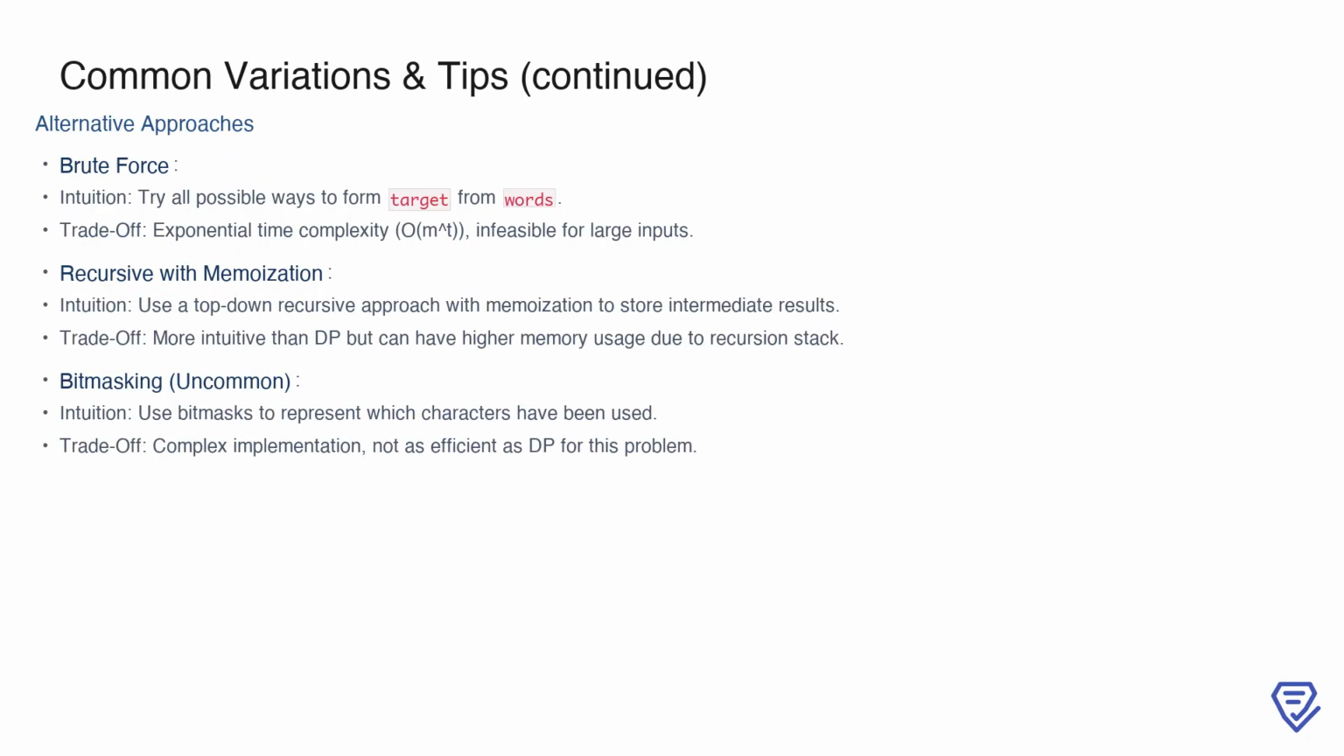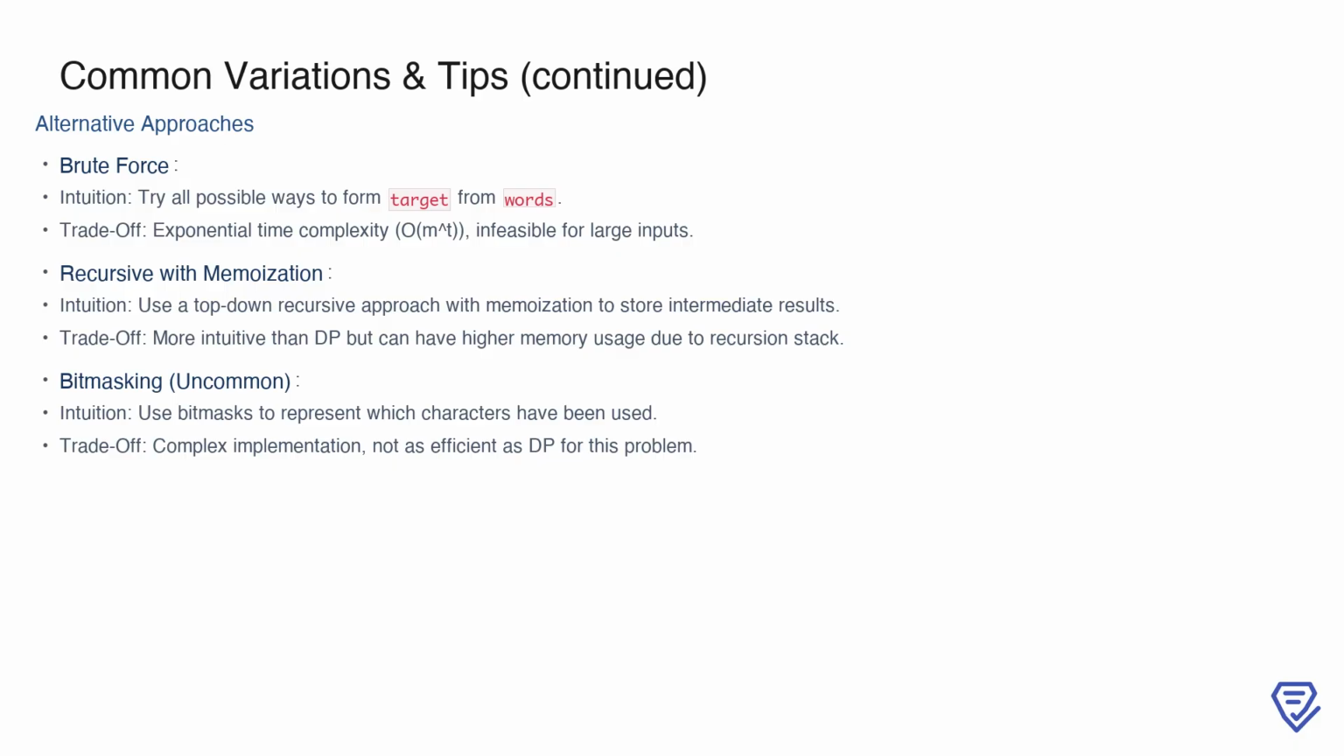While dynamic programming is the optimal approach, it's worth considering alternative methods and their trade-offs. A brute force approach might involve trying all possible ways to form the target from the strings in words. Although this approach is intuitive, its exponential time complexity, O(M^T), makes it impractical for large inputs. A recursive approach with memoization can be more manageable, as it avoids recomputing results for the same subproblems. However, the recursion stack can lead to higher memory usage, which may become a limitation.